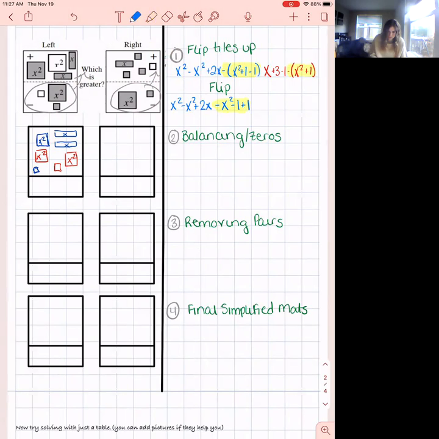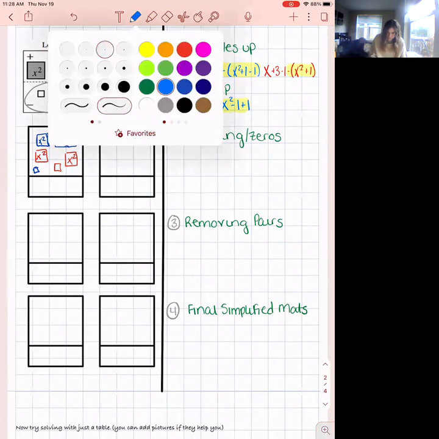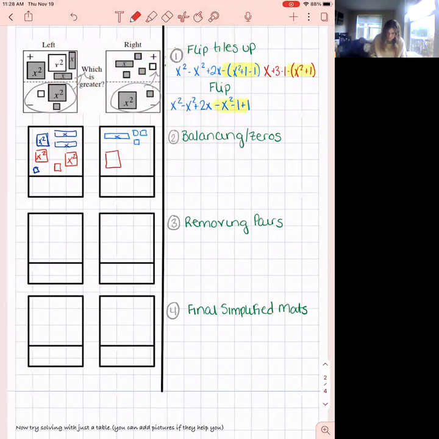Do it on the other side. I had a blue x, 3 blue unit tiles. When I flip those from the bottom up, I'm going to have a red x squared and a red unit tile, and one I already had. So there's the picture, and when I write it, I still have x plus 3 minus 1, and now I add minus x squared minus 1. And again, here is the part that got flipped.